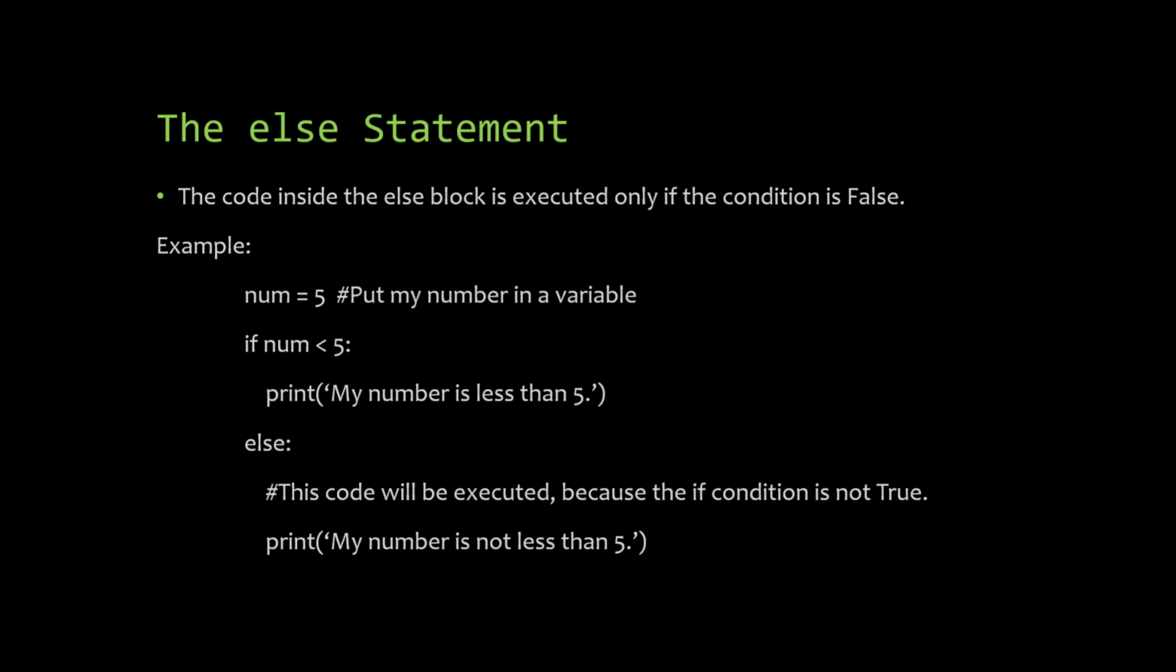So now I go to my else statement. I don't print my number is less than 5. I skip over that piece because it's indented over and it's controlled by that if statement. So I skip that and I go to else and I take care of what's inside that block of code. So in this case, I would print my number is not less than 5 because it's not.